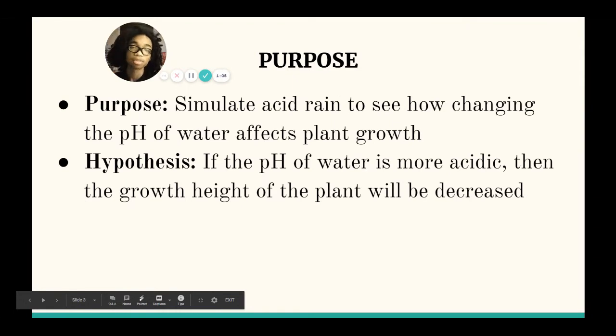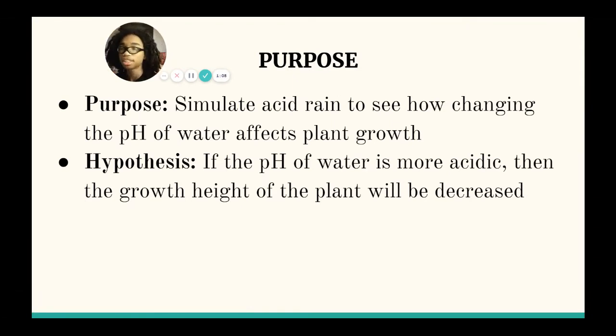The purpose of this project was to simulate acid rain to see how changing the pH of water affects plant growth. The hypothesis was if the pH of water is more acidic, then the growth height of the plant will be decreased.